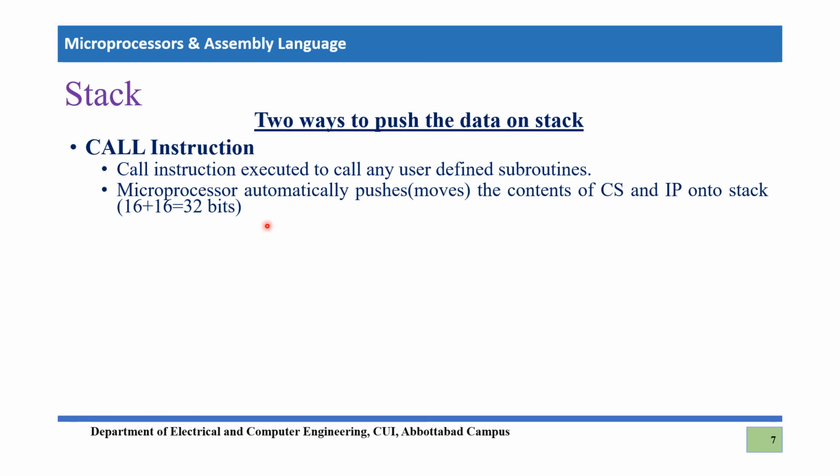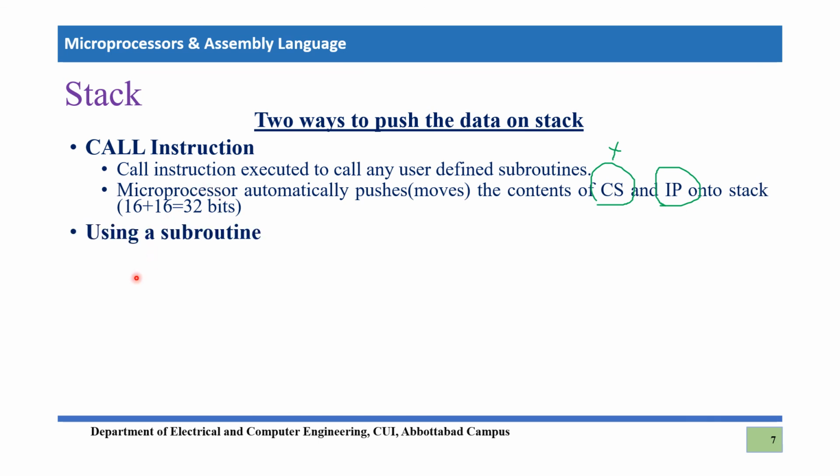Furthermore, a microprocessor automatically pushes the content of CS and IP onto the stack. Remember, in those examples we just pushed the value of IP because we were taking very simple cases. We were not considering CS in our examples, but in the actual case CS is part of the logical address, because these two registers, CS and IP, actually make the logical address for any instruction. So these two values are pushed onto the stack, and that means 16 plus 16, 32 bits are pushed whenever the call instruction is executed.